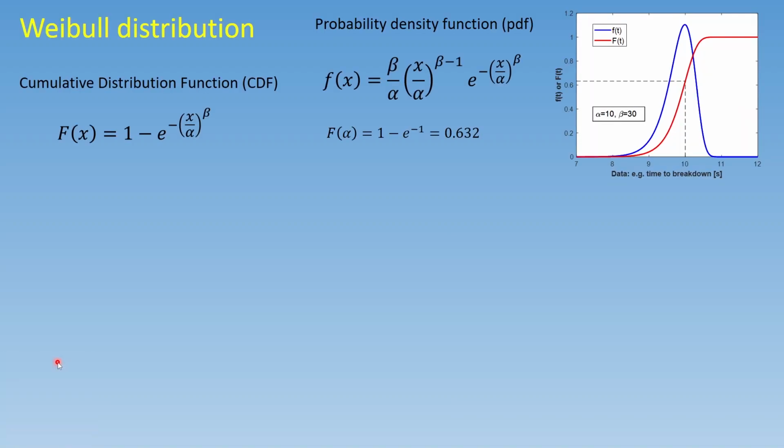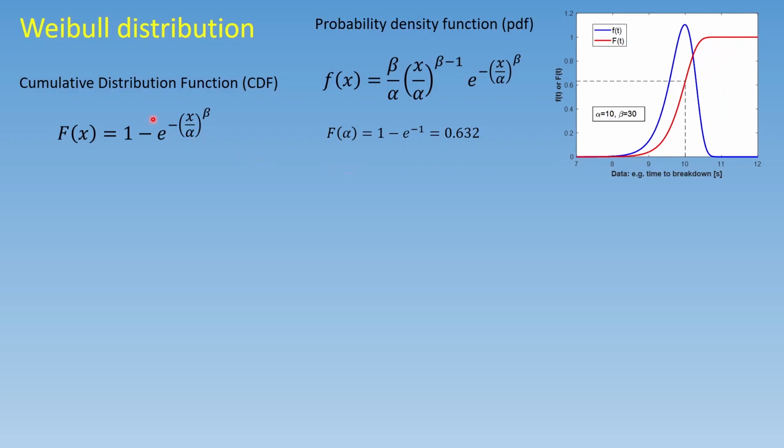So let us start with Weibull distribution. This is the probability density function for the two parameter Weibull distribution, and this is the cumulative distribution function. We have two parameters, alpha and beta. Alpha is the scale parameter and beta is the shape parameter. Here is an example of the probability density function, blue, and cumulative distribution function, red, for alpha equal 10 and beta equal 30. Obviously, the cumulative distribution function starts from 0 and eventually ends up being 1.